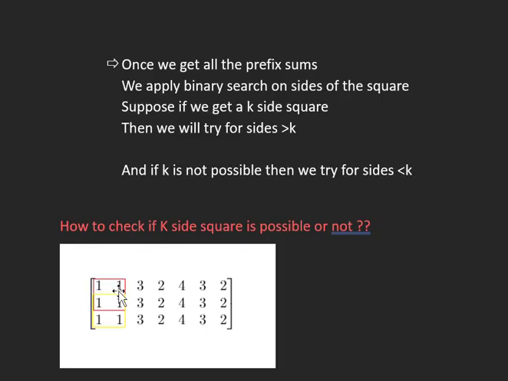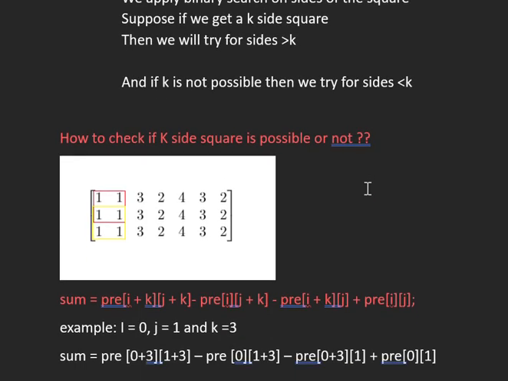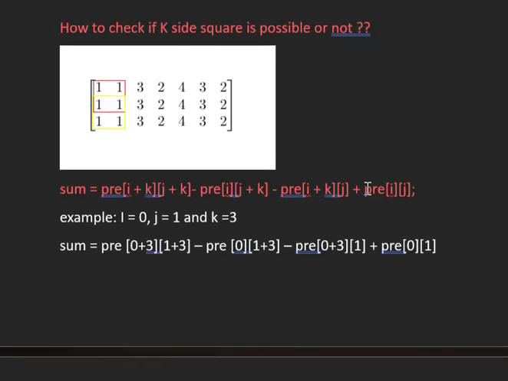So we'll apply binary search on the side of the square. Suppose at some point we are trying to get a square of side k. If we get an answer for that side, we'll try for sides from k to maximum. And if for k it is not possible, then we'll try for sides lesser than k. So basically we are applying binary search on the side of the square.